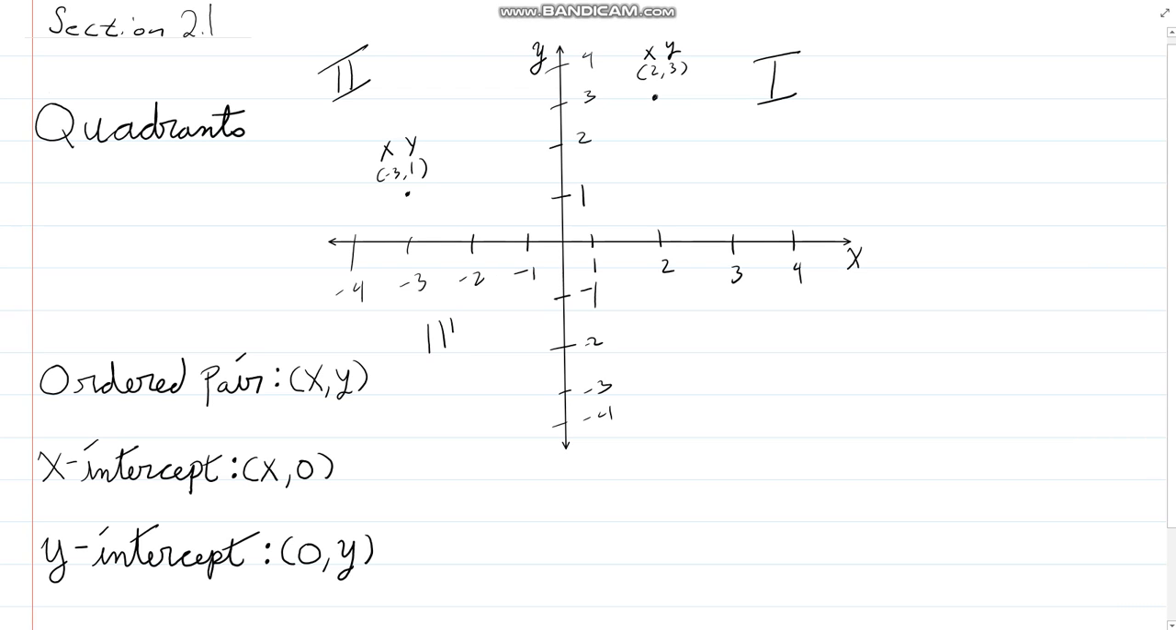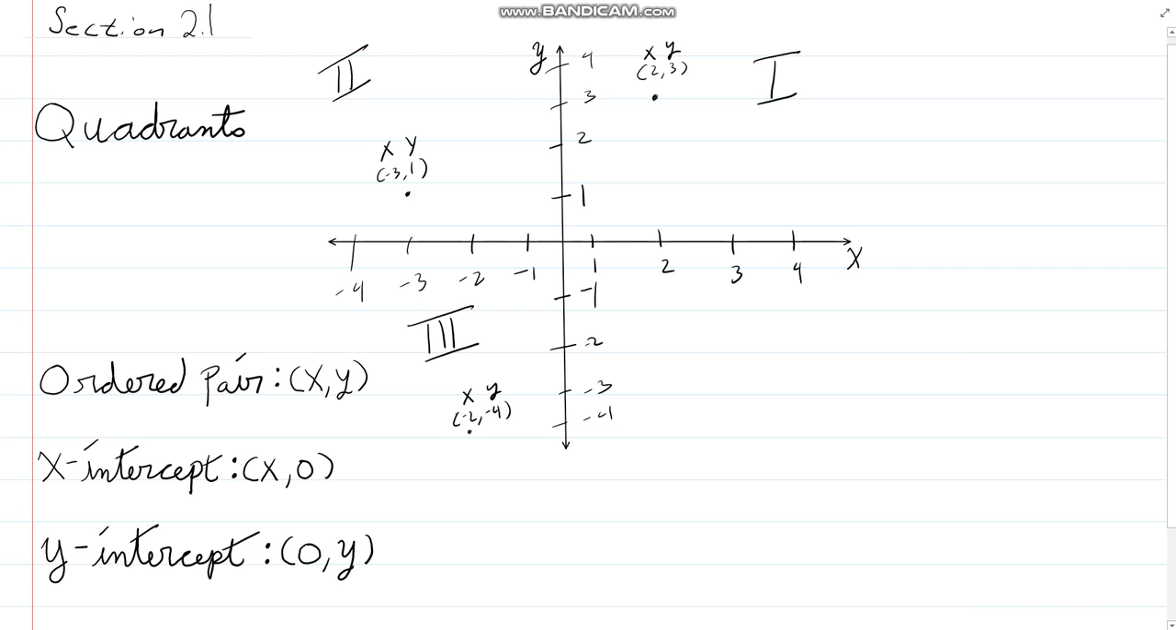Down here, I'm going to call this quadrant 3, Roman numeral 3. Let's take a look at the point, I don't know, -2, -4. Let's look at this point right here. And so this point is -2, -4. Okay, this is an x and a y. And notice that both the x and the y are both negative, okay? If it's in quadrant 3, both of the points are negative.